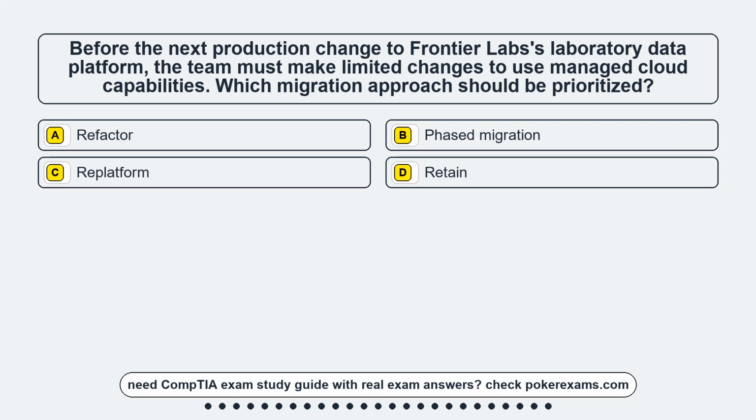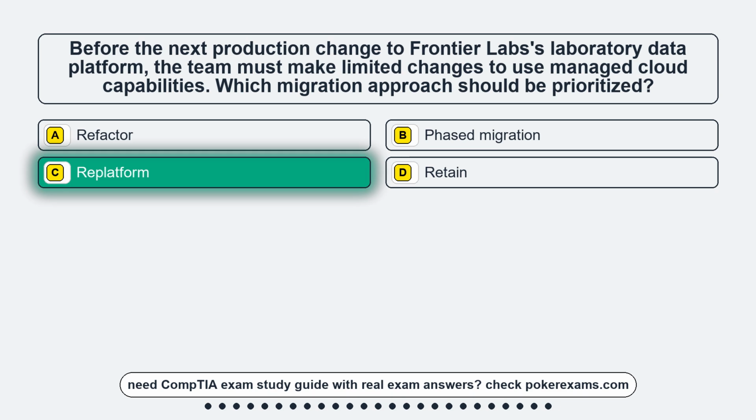Question 9. Before the next production change to Frontier Labs' laboratory data platform, the team must make limited changes to use managed cloud capabilities. Which migration approach should be prioritized? Option A, refactor. Option B, phased migration. Option C, replatform. Option D, retain.